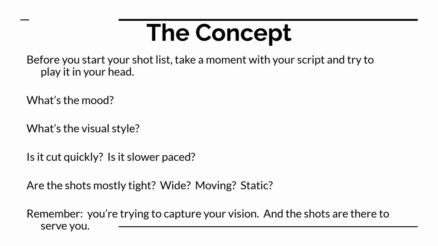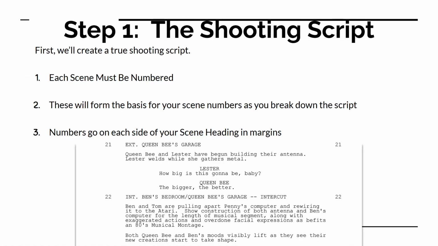Before you start doing a shot list, take a moment with that script that you wrote and start to think, what is the mood? What is the visual style? Do you see it being cut quickly? Is it slower paced? Are the shots mostly tight, wide? Are they moving? Are they locked down on a tripod? Remember, you've got a vision, and the shots are there to serve you. They are brushes. So we want to start looking at that.